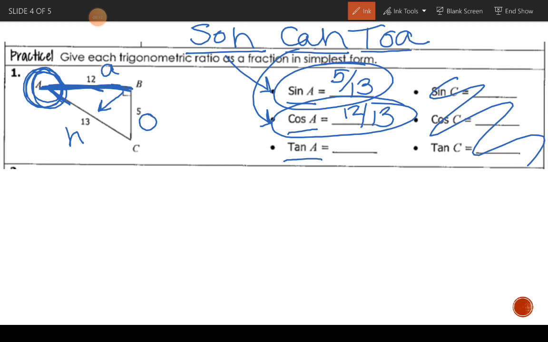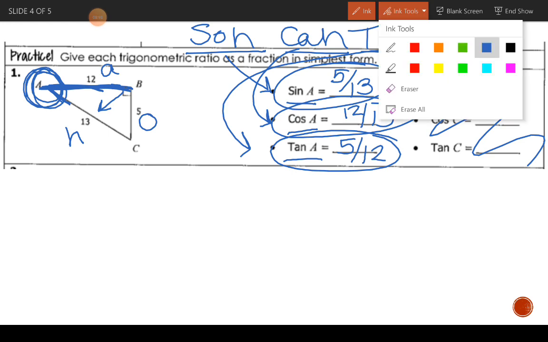And then lastly, we have tangent, which is our TOA. So tangent, so TOA, opposite over adjacent. Tangent of A is going to be opposite over adjacent, which is going to be 5 over 12. That would be our tangent. Okay? So sine of A, 5 over 13, cosine of A, 12 over 13, tangent of A, 5 over 12. Those would be our trig ratios.